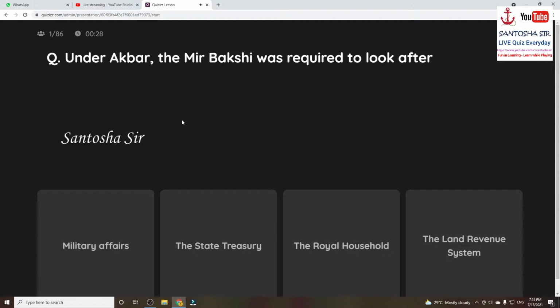Under Akbar, the Mir Bakshi was required to look after military affairs, the state treasury, the royal household, the land revenue system. Under Akbar's reign, Mir Bakshi was required to look after what? Military affairs, the state treasury, the royal household, the land revenue system.